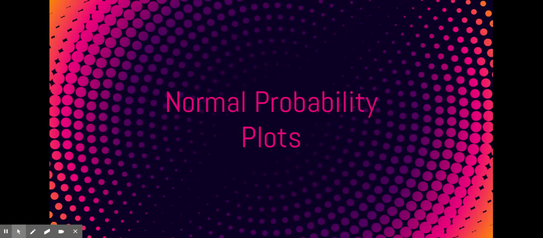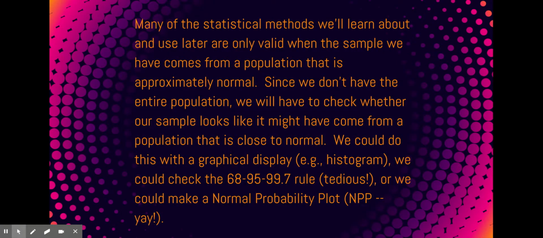Normal probability plots. Many of the statistical methods we'll learn about and use later are only valid when the sample we have comes from a population that is approximately normal. Since we don't have the entire population, we will have to check whether our sample looks like it might come from a population that is close to normal.